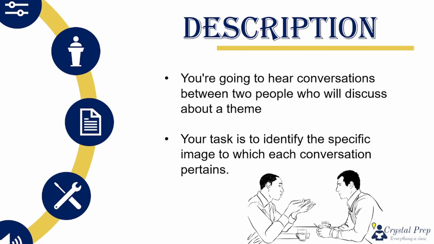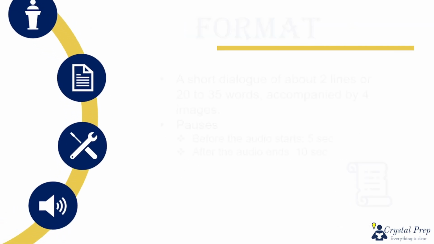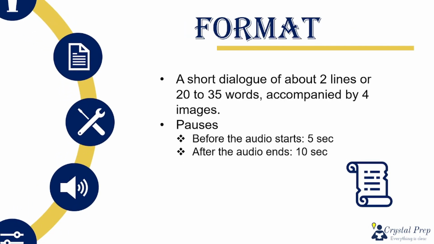In this section, you will encounter short dialogues accompanied by images. Your task would be to match the conversation with the correct image. For the format, you will hear a conversation between 2 people. Each dialogue consists of 1 to 2 lines containing about 20 to 35 words. Alongside them, you will find 4 images, out of which only 1 image will correlate with the conversation.